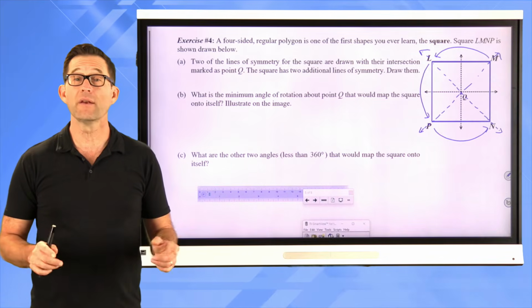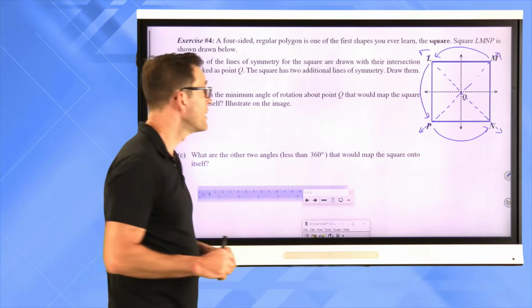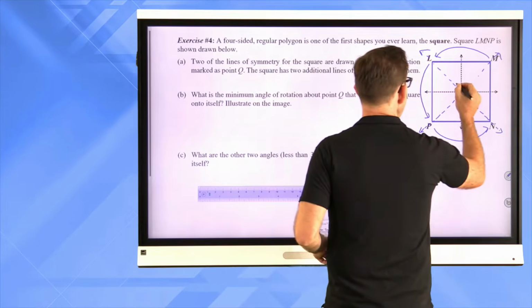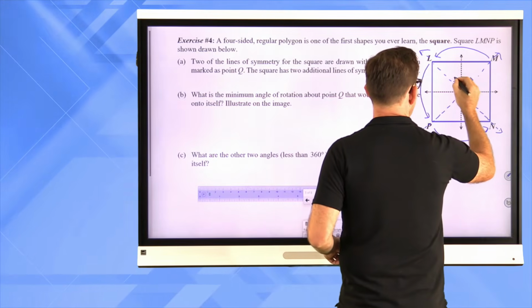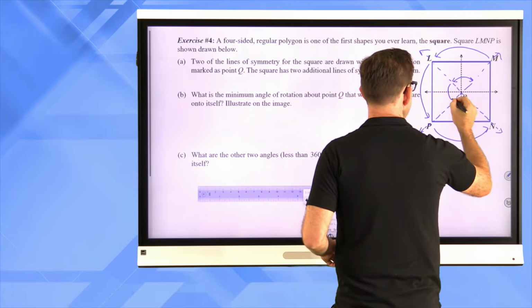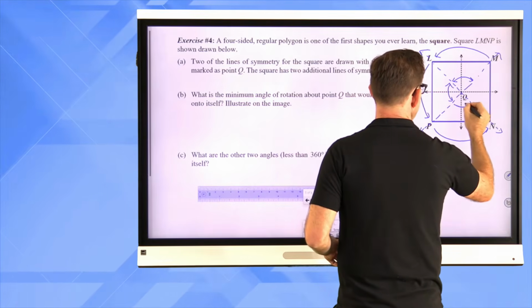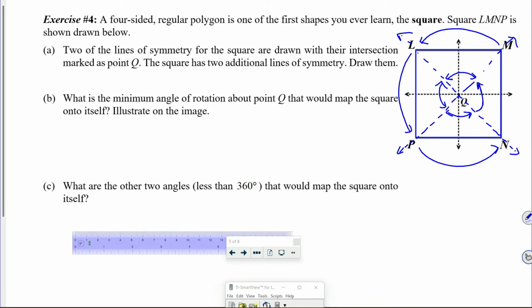Well, if you said 90 degrees, well done, right? Because the plain fact is this angle, which is the angle that I'm looking for, is the same as this angle, which is the same as this angle, and the same as that angle. And I can figure those out by taking that full 360 degrees, dividing it by 4, and I get 90 degrees, right? So that's a 90-degree angle, a 90-degree angle, etc.